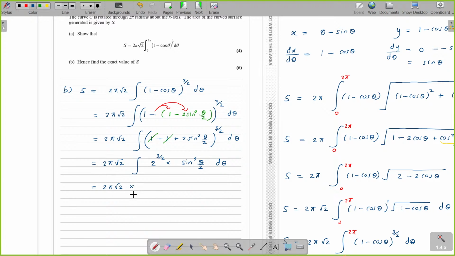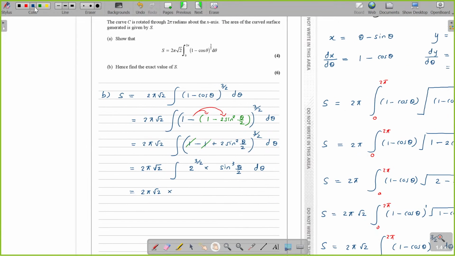Now if you type in the calculator 2 to the power 3 over 2, I believe you will get decimals, right? So you should know how to simplify something like 2 to the power 3 over 2. It is actually 2 to the power 1 times 2 to the power half, which is 2 root 2. So these are small things that make a big difference, so you should remember those. So 2 to the power 3 over 2 is 2 root 2.